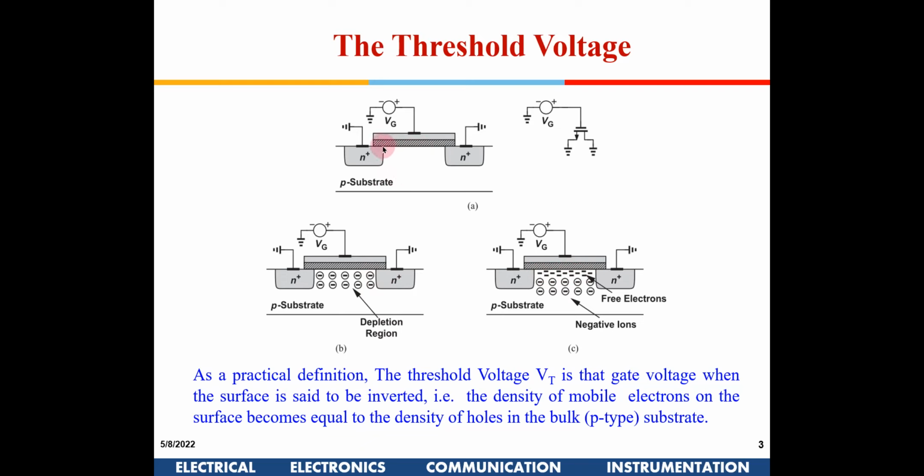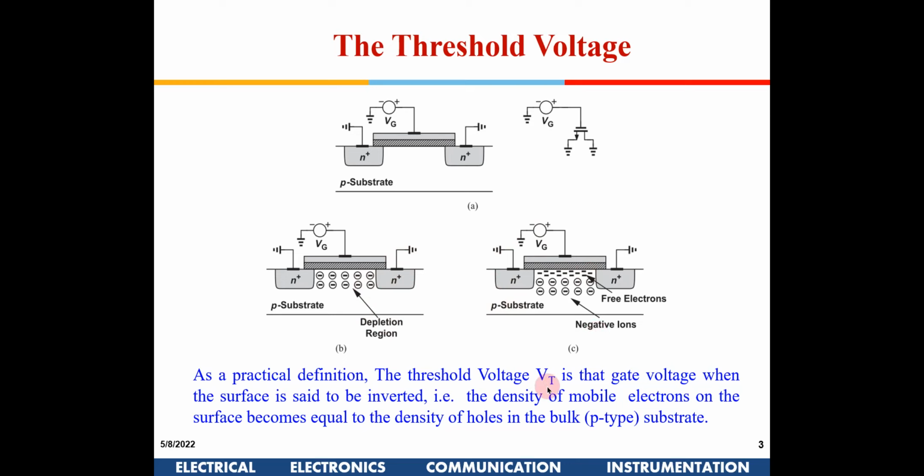So initially, suppose here P is doped with 10 to the power of 15 per centimeter cube. Now when we apply just the threshold voltage, the concentration of electrons out here will be 10 to the power of 15 per centimeter cube. So it is defined like that, the threshold voltage when the surface is supposed to be inverted.